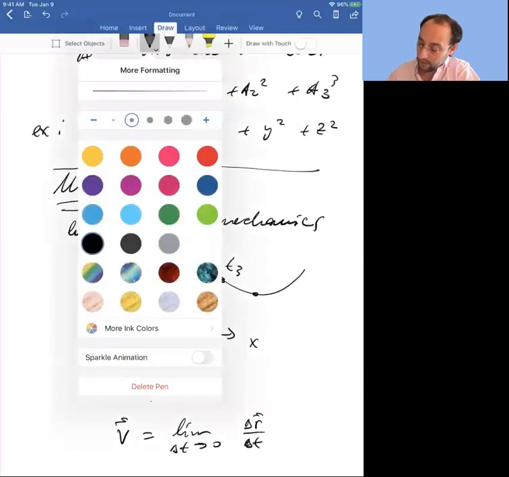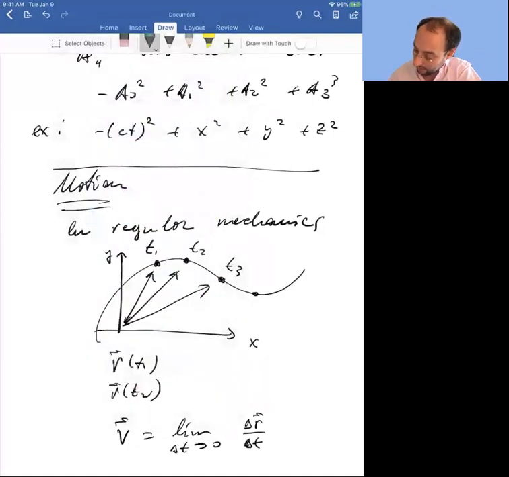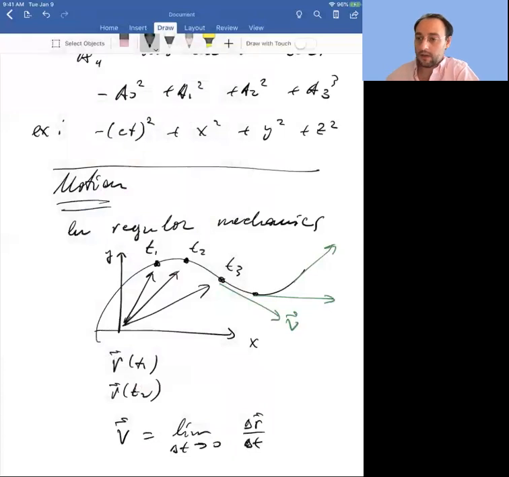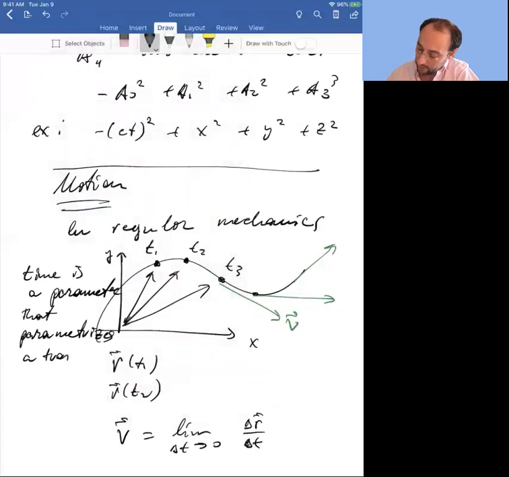So we have a velocity vector. I'm going to use a green color. This is an instantaneous velocity vector, and so on. But to do this, we had to decide on a good parameter that parameterizes the trajectory. So in regular mechanics, time is a parameter that parameterizes motion, parameterizes a trajectory.